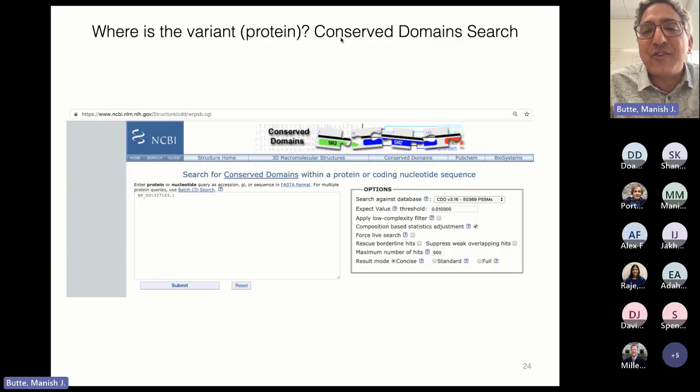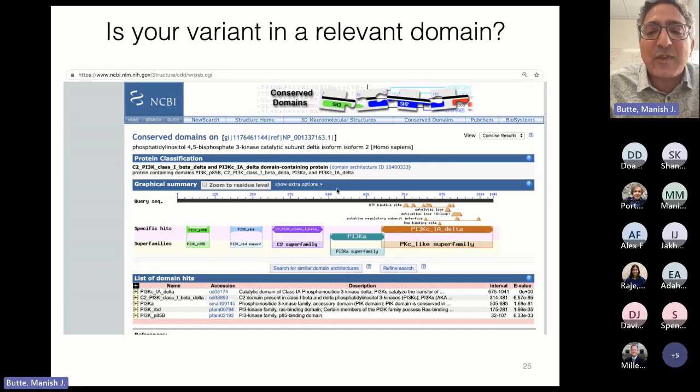the NIH conserved domain search website. See, I just pasted it right here and then hit run or submit. And then what it returns back to you are the domains of the protein and their amino acid sequence. Now you can take your variant, like say I have a mutation in amino acid 535, and I'm going to wonder, is this causing a problem for this patient? Well, I can see that 535 lands right in the middle of this PI3 superfamily region, and it might be very important for the function of the gene.